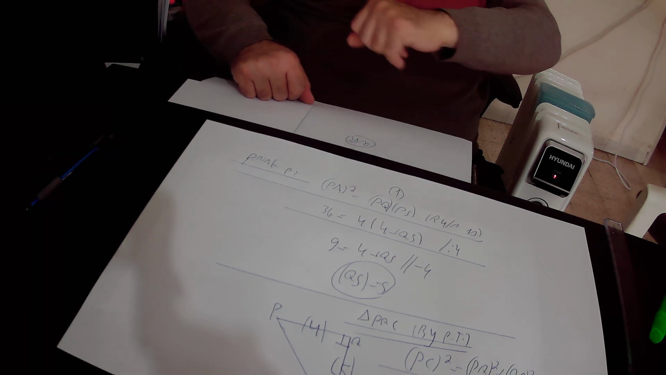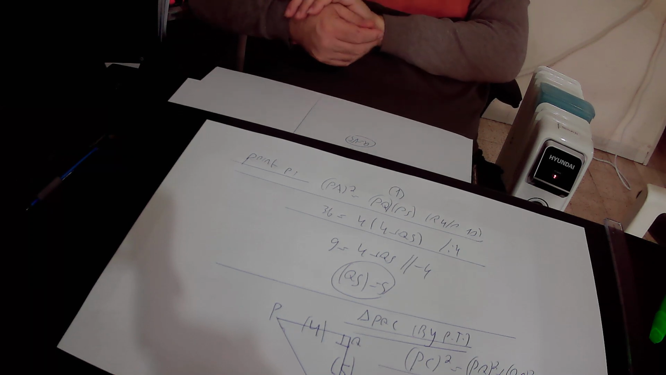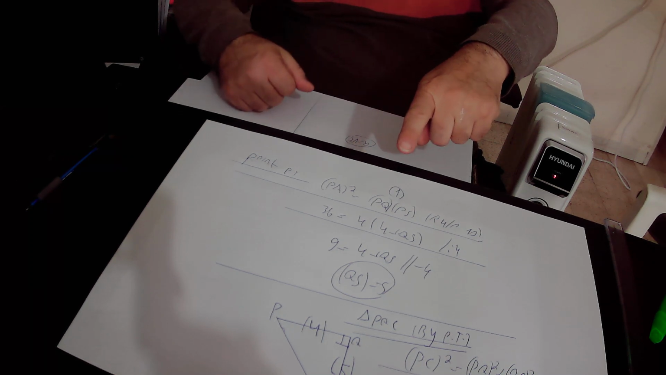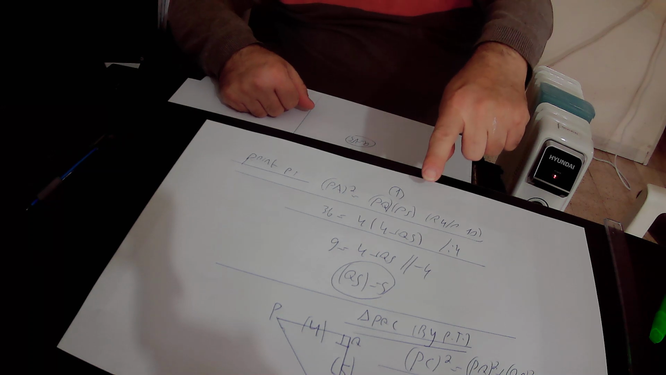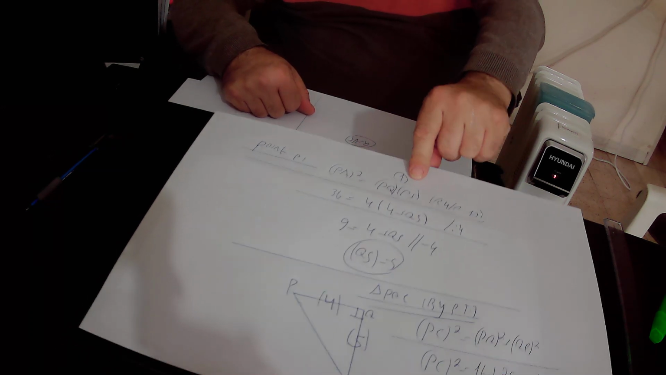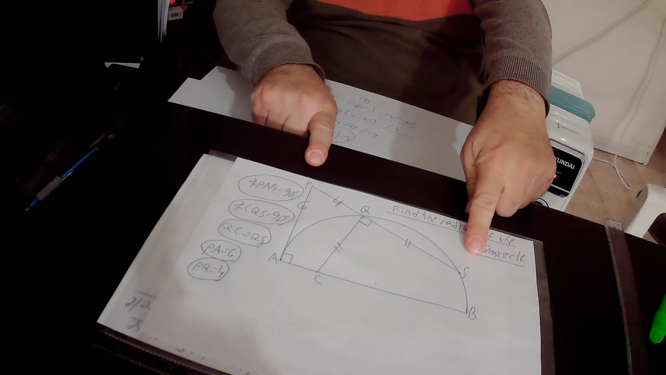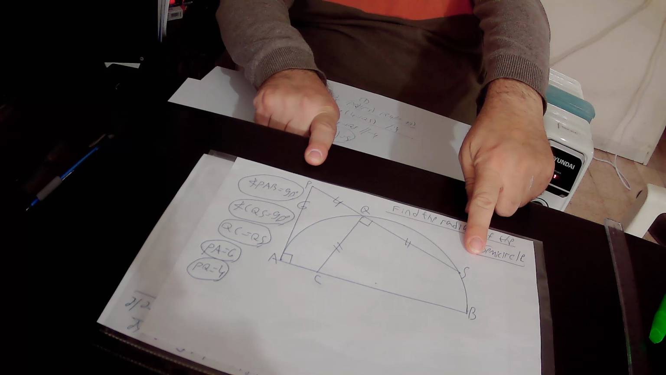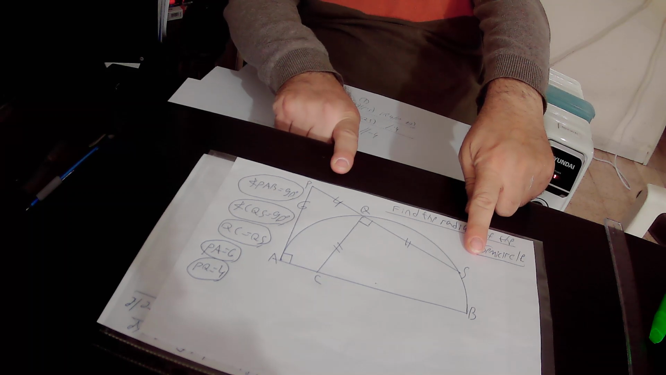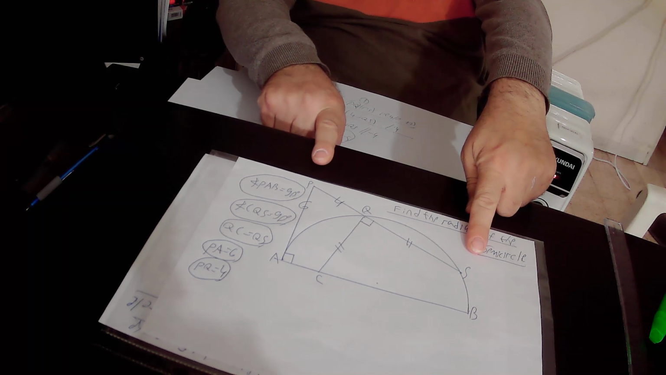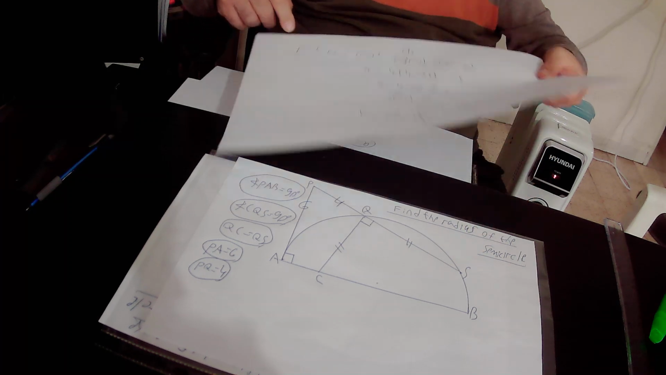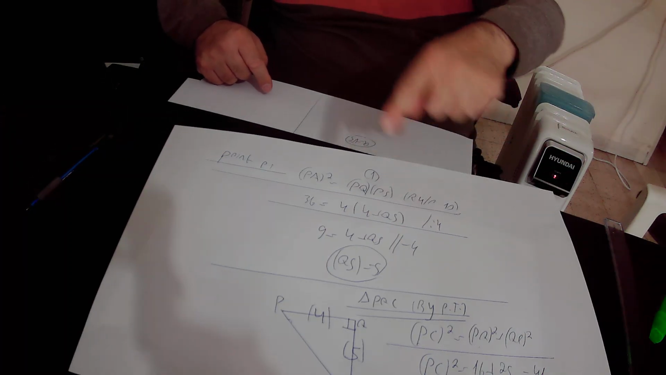PA is 6, therefore PA squared is 6 squared, that is 36, and it is equal to PQ, that is 4, times PS. PS in total equals PQ plus QS. That is to say, PS equals 4 plus QS.